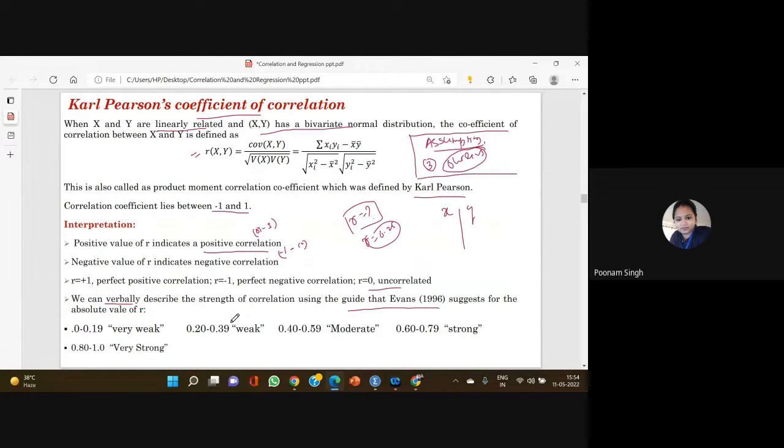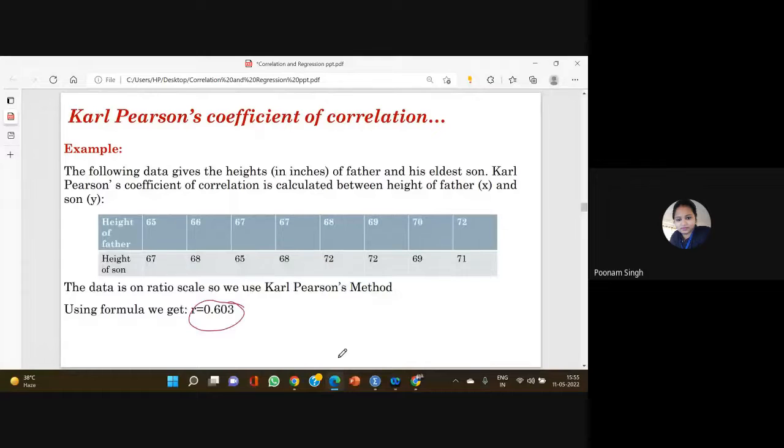So we can see that 0.603 lies in this range. It means we can say both the variables are strongly positively correlated, since the value is positive. So we can interpret it in this way: height of father and height of son are positively correlated. It means that on the average, if fathers are tall, then sons will probably be tall. And if the fathers are short, then probably the son may be short. So in this way, you can interpret whatever value of R you get.